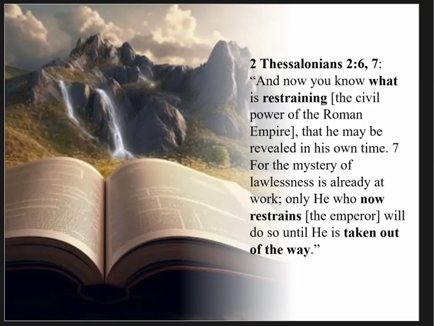Let's read 2 Thessalonians 2, 6 and 7. And now you know what is restraining, the civil power of the Roman Empire, that he may be revealed in his own time. For the mystery of lawlessness is already at work. Only he who now restrains, the emperor, will do so until he is taken out of the way. Okay, so the papacy couldn't raise its head, couldn't come to power as long as the Roman emperor was restraining it, was in power. Is that clear? So the restraining power was the civil power of the Roman Empire and the restraints of the emperor.